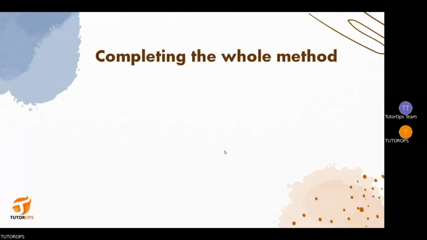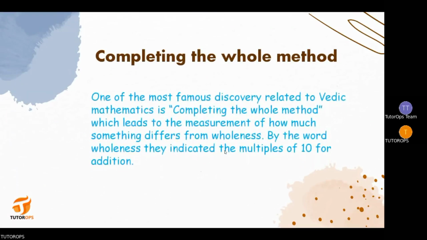Now, let me come to the second method, completing the whole method. One of the most famous discoveries related to Vedic mathematics is the completing the whole method, which leads to the measurement of how much something differs from wholeness. By the word wholeness, they indicated the multiples of 10 for addition. For example, the multiples of 10 are 10, 20, 30, 40, 50.